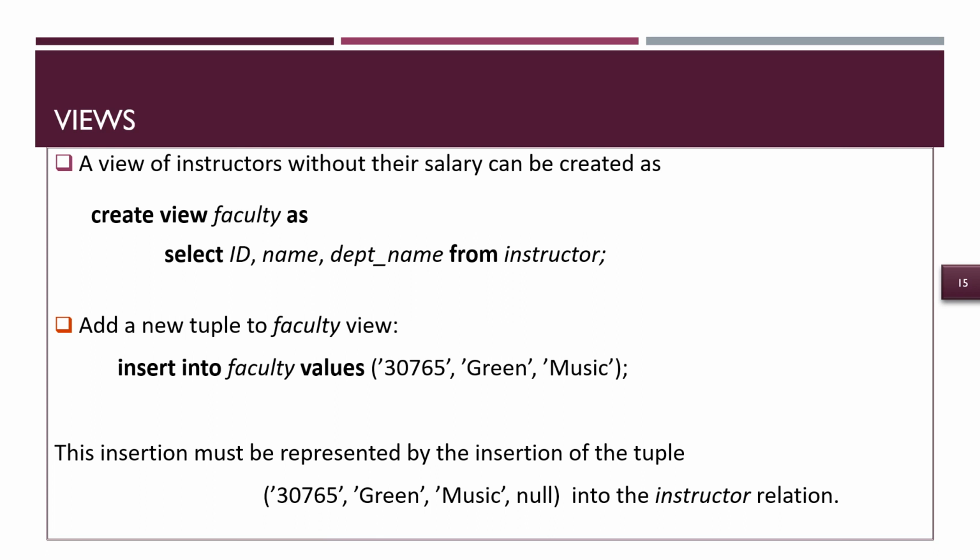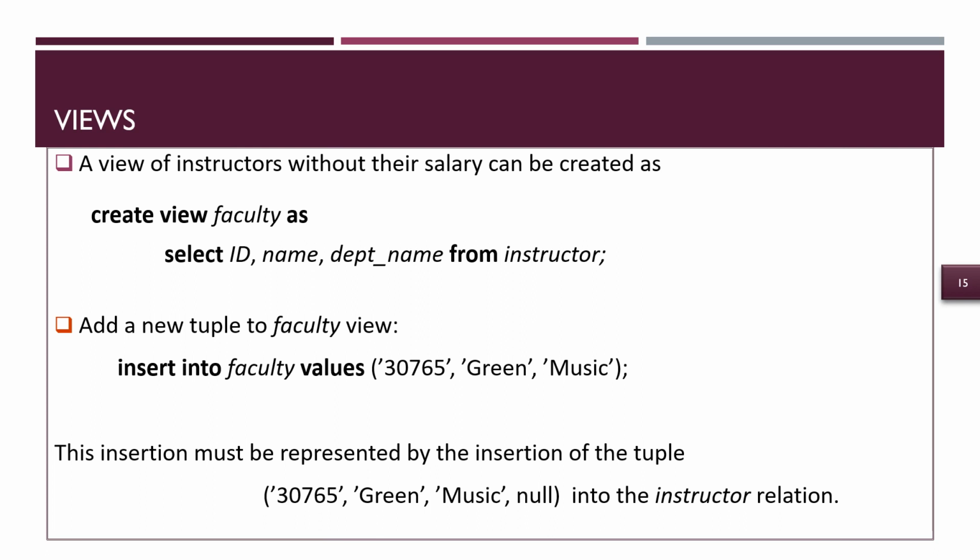Okay, fine. Now this virtual table can act as a normal table, right? We can insert a new tuple to this faculty view using the insert command. Insert into faculty values the ID, the name, and the department. We can give that. So this insertion must be represented by the insertion of the tuple ID, comma, the name, comma, the department name, comma, null into the instructor relation.